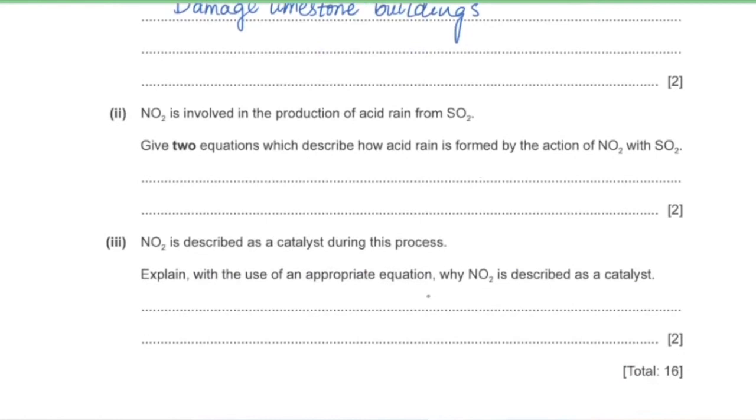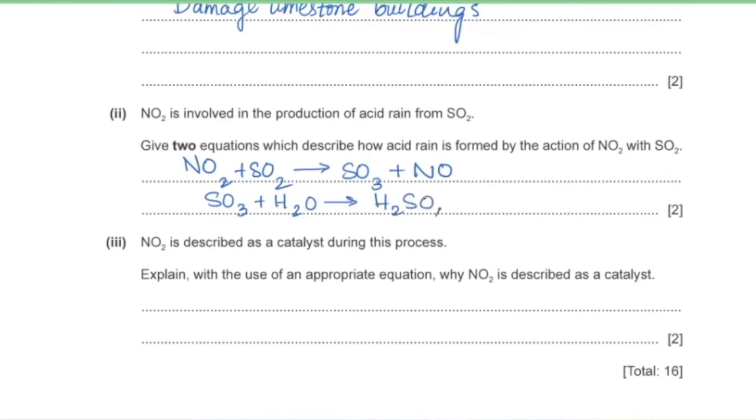Part 2, nitrogen dioxide is involved in the production of acid rain from sulfur dioxide. Give 2 equations which describe how acid rain is formed by the action of nitrogen dioxide with sulfur dioxide. Now to form acid rain, we need sulfur trioxide, and this basically happens here. When nitrogen dioxide reacts with sulfur dioxide, nitrogen dioxide oxidizes sulfur dioxide to sulfur trioxide and itself becomes nitrogen monoxide, and now the sulfur trioxide reacts with water to form H2SO4, that is acid rain.